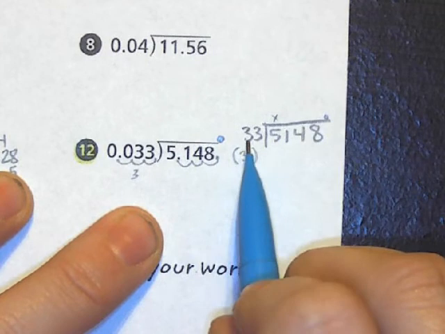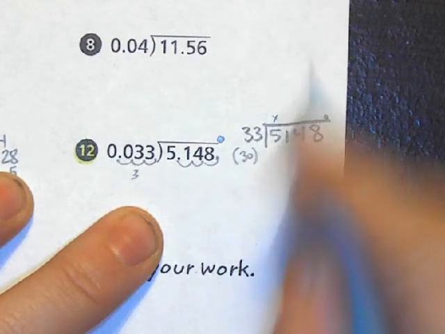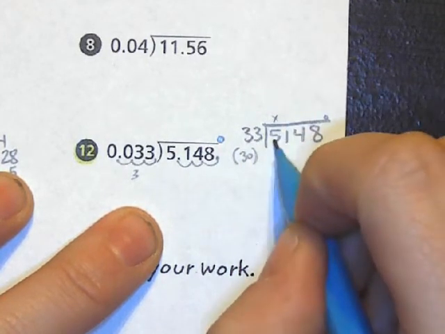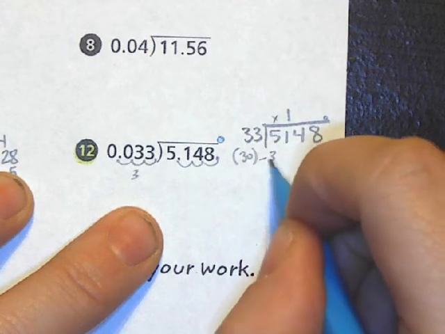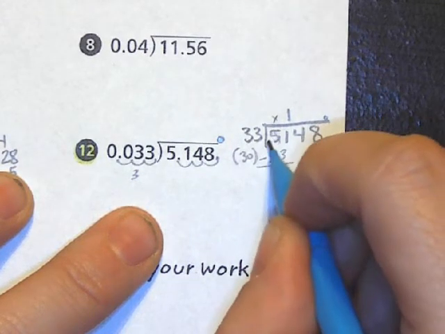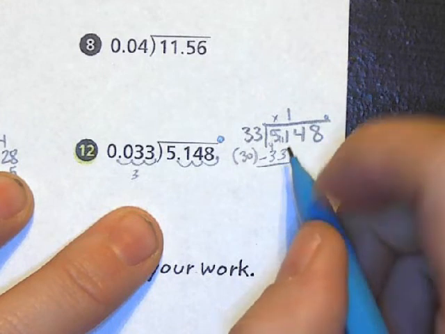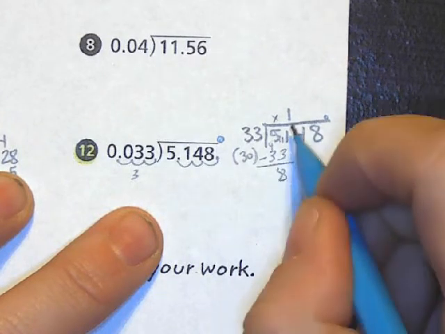33 is close again to 30. We're using 30 a lot today. But it won't go into 5. It will go into 51. Will it go twice? 33 doubled is 66, so no. It has to just be 1. So put a 1 above the 1. Subtract the 33.